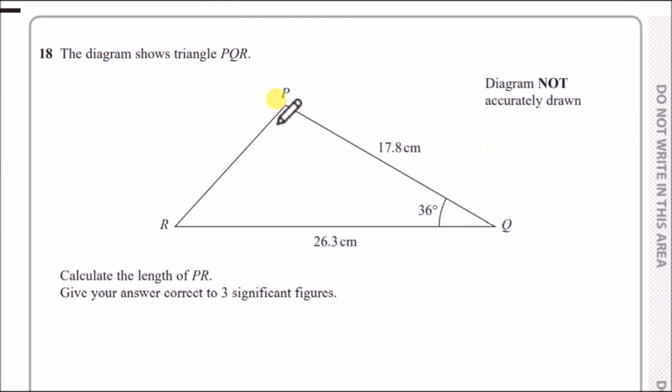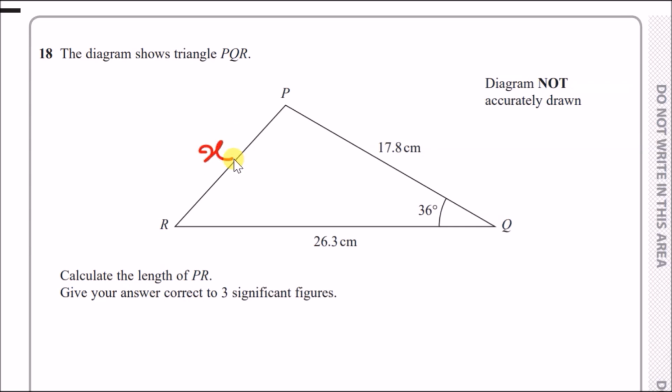Alright, so question 18, guys. The diagram shows triangle PQR, right here. So you've got two lengths and an angle, and they want us to calculate the length of PR. Straight to the point. Now, because you've got an unknown length, let's just give it a name. Let's call it x.